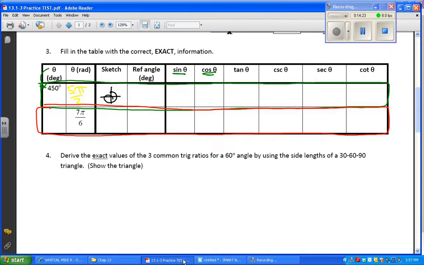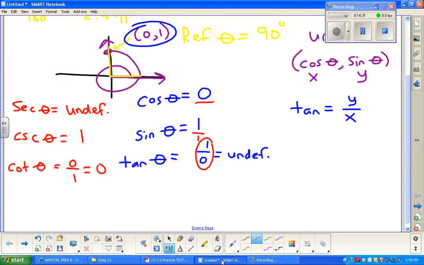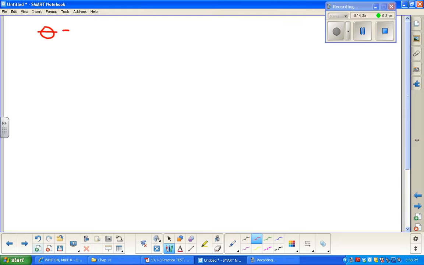The next one they give you is 7 pi over 6. We want to convert that first into degrees and then do a sketch and all that good stuff. Let's get a new page here. So theta equals 7 pi over 6. If we want it in degrees, we're going to multiply by 180 over pi.